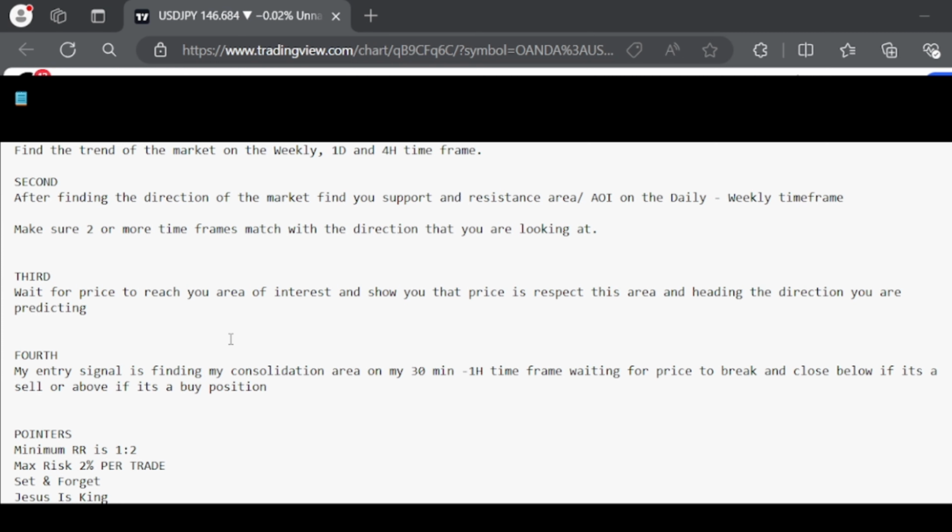Even though I profit on my trades, it still messed me up psychologically because I was so focused on the money. So don't make the same mistake that I did.